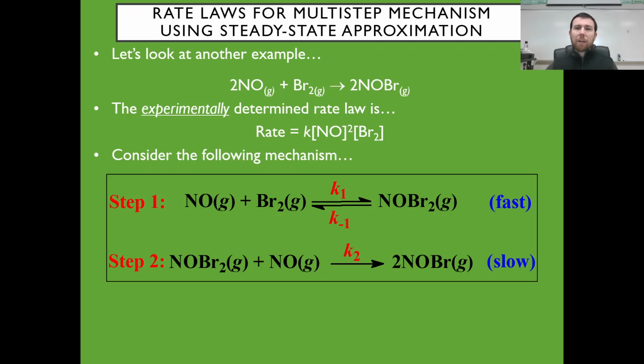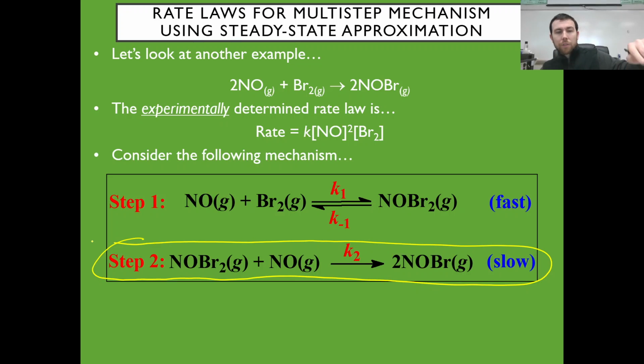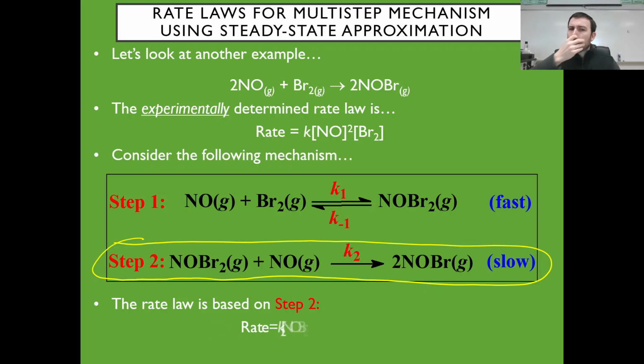A common question when we see this mechanism: the first thing we ought to go to is, what's my rate determining step? What's my slow step? And we see that it's step number 2. Step number 2 is most definitely our slow step. Because of the things we've learned previously, we can look at that and say my rate law is going to be k times [NOBr2] times [NO], which at first glance doesn't look like our experimentally determined rate law. So we've got k2 times [NOBr2] times [NO].